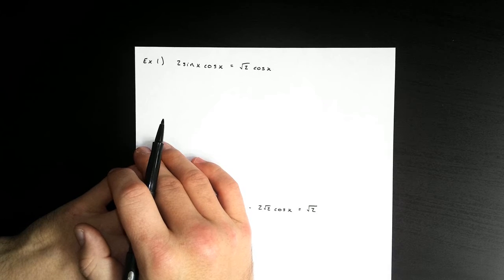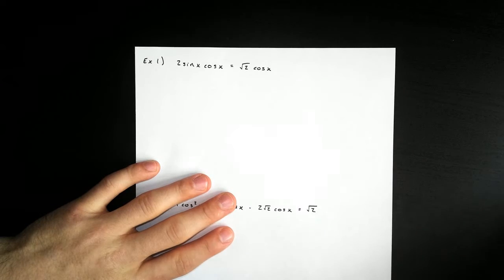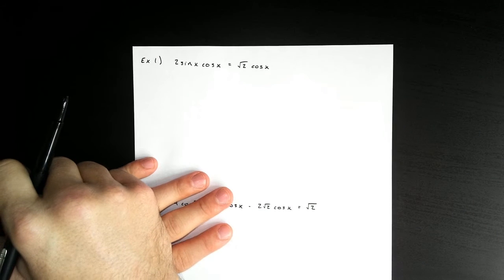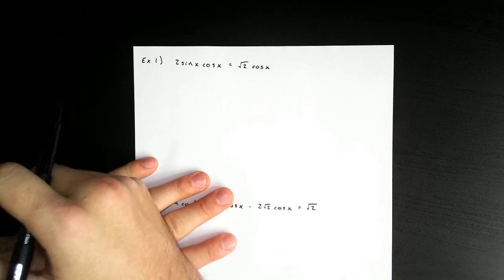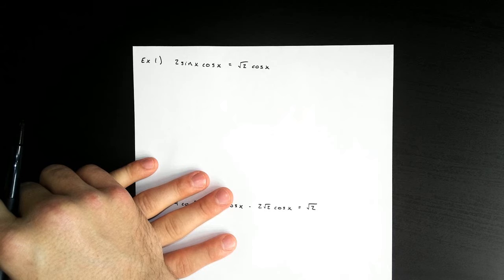As I mentioned before, the main thing we want to be able to do is isolate our trig function, so the term that has our trig ratio in it. We want that set equal to some value, and then we can use our unit circle or something similar to help us find the solution to our equation.